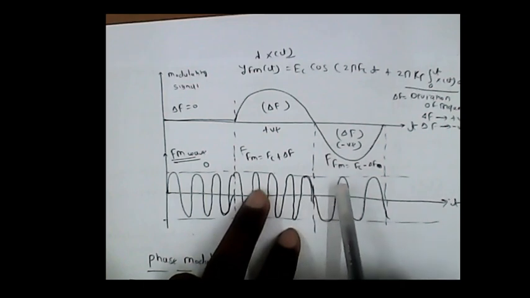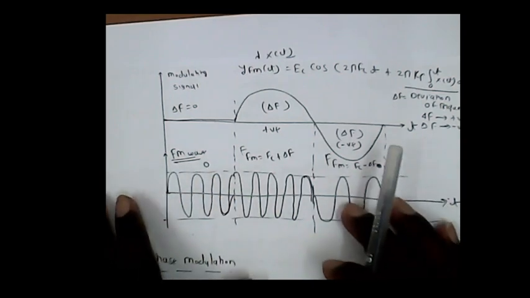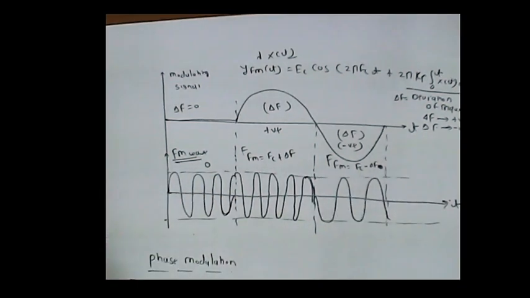So fm is the frequency of the modulating signal, the output of the modulating. So the frequency is fc minus delta f. So here more separation will be allocated. So this is about the frequency modulation.